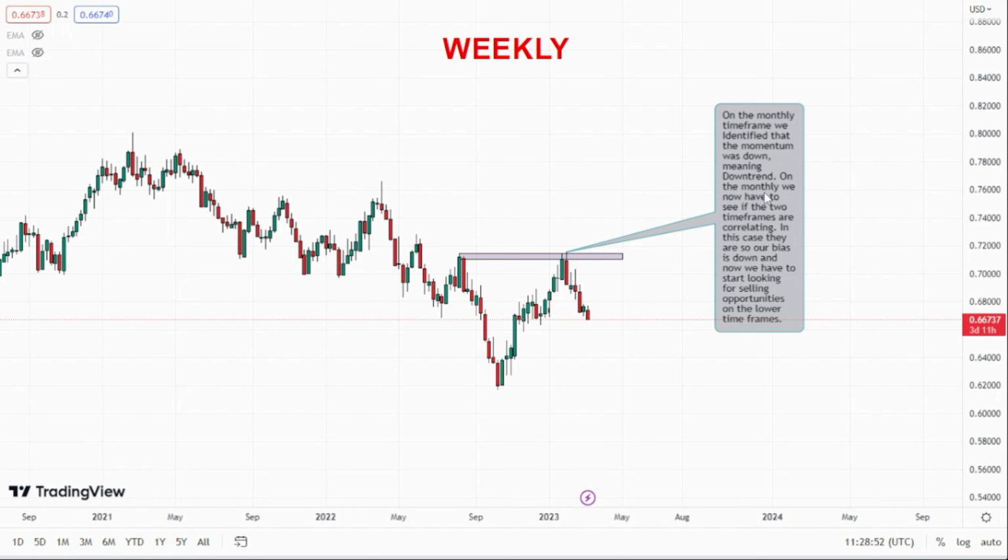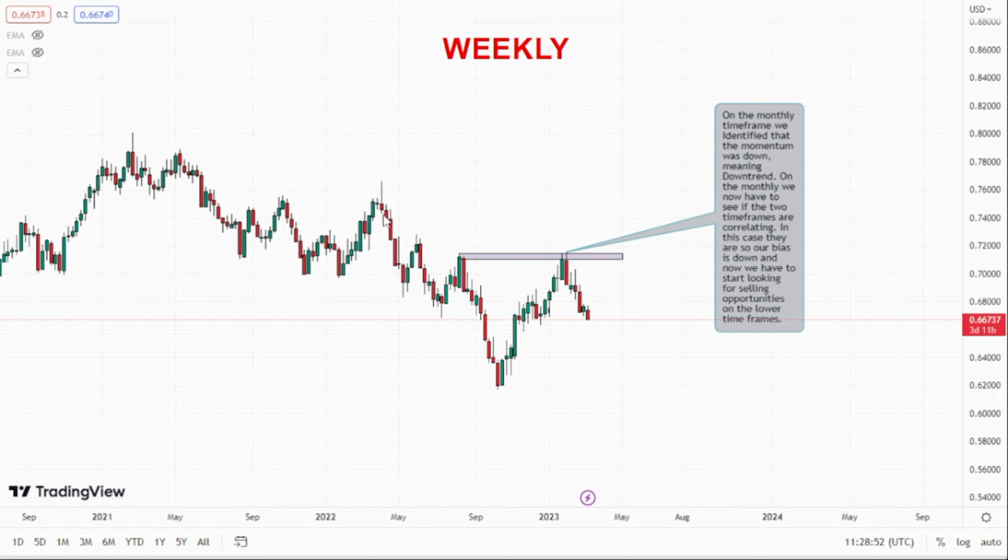On the weekly, sorry for this mistake again, we now have to see if the two time frames are correlating. In this case they are, so our bias is down, and now we have to start looking for selling opportunities on the lower time frames.